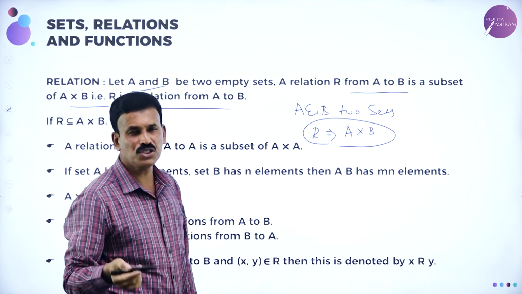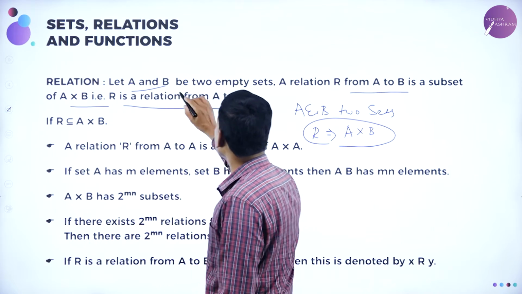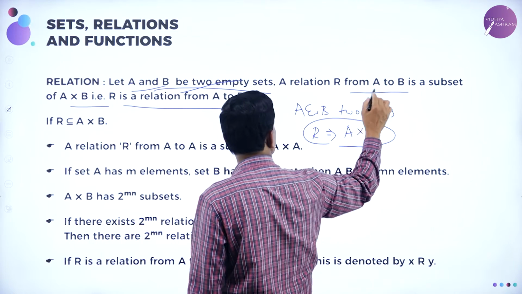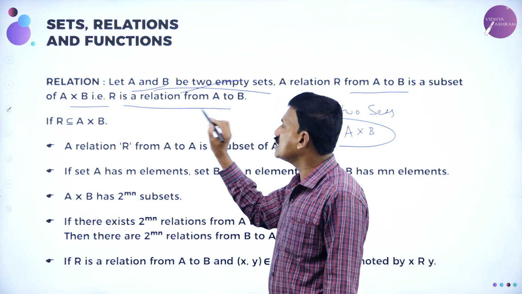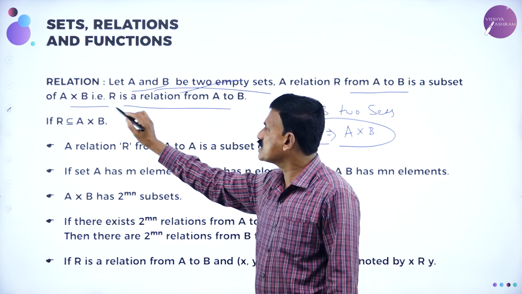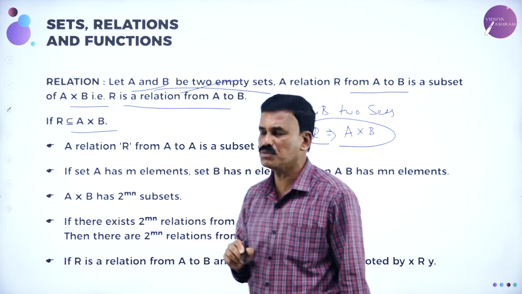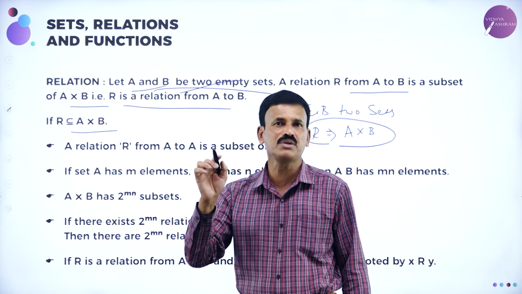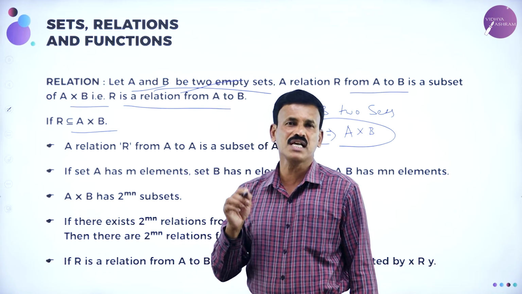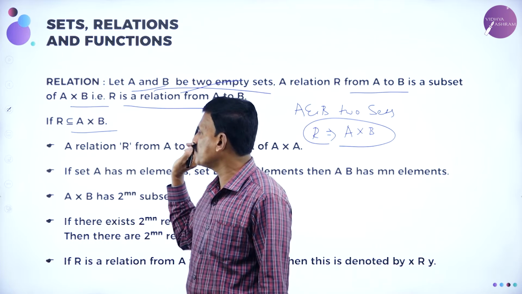For any two sets A and B, the relation from A to B is a subset of A cross B, that is, R is a relation from A to B, denoted as R is a subset of A cross B. So for any two sets A and B, the subset of A cross B is called the relation, and it is denoted as R is a subset of A cross B.